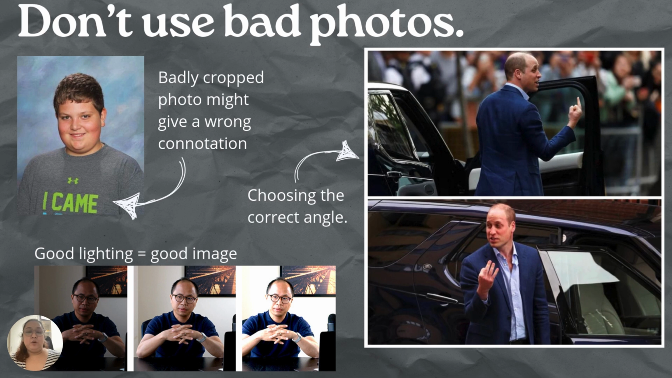Good image also means good lighting. Here's an example of what an underexposed and an overexposed photograph is. The one in the middle would show us what good lighting would result with.